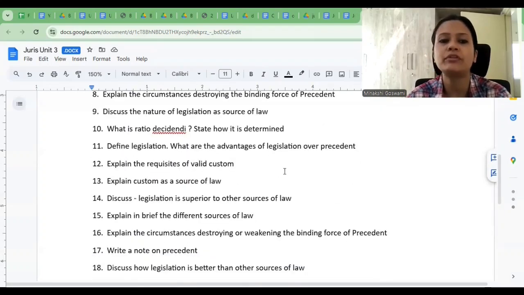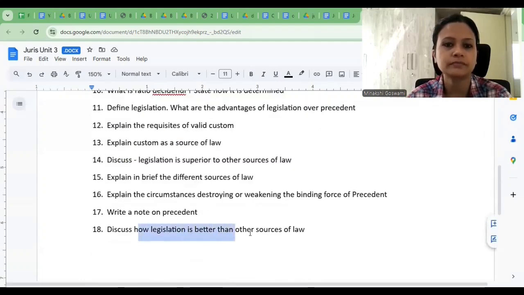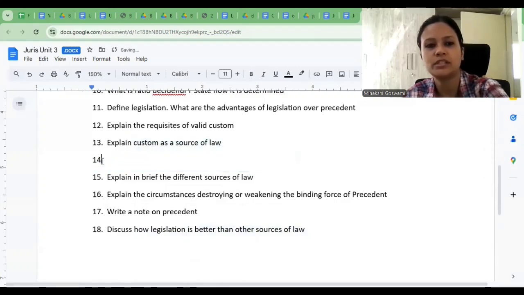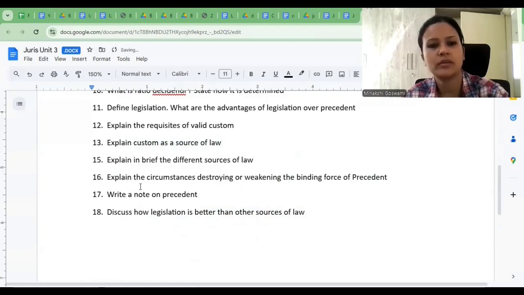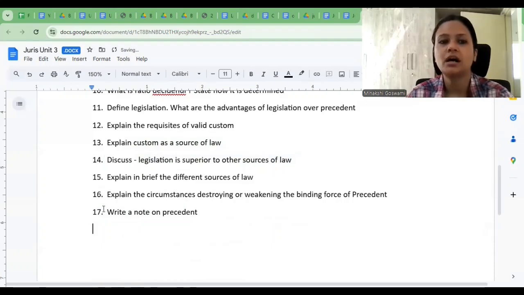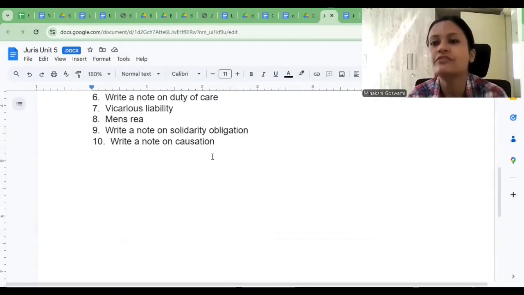So these are some of the questions that we can expect. These two are similar only. Discuss the nature of legislation. There was one more question, I think, related to this. Okay, this one. Discuss legislation is superior. So I can remove this one because it is same only. Okay, maybe I will remove the other one. So total 17 important or probable questions from Unit 3 of Jurisprudence. So that's all for today's video.